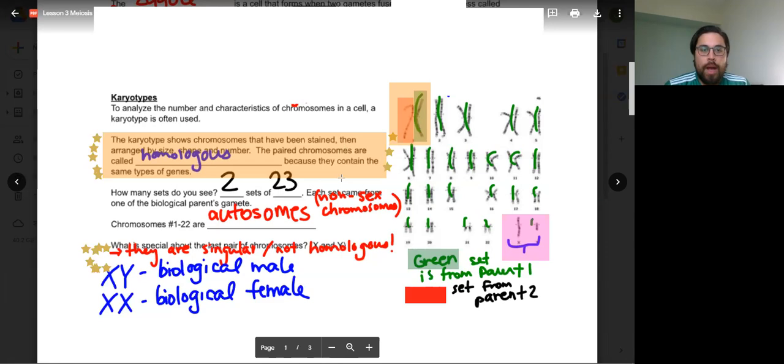So I'm looking at this highlighted orange point. The paired chromosomes, the ones that I've highlighted in orange here, one from mom, one from dad, are called homologous because they contain the same type of genes. Why is that important? Or what does that mean, I should say? And if you're not sure, that's okay. I'm going to explain it from the entire unit and then some, but I just want to see what people think about it.